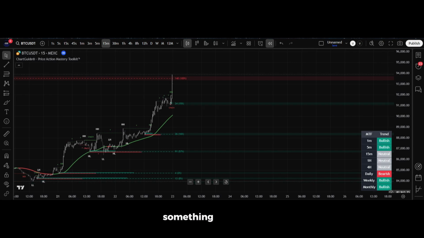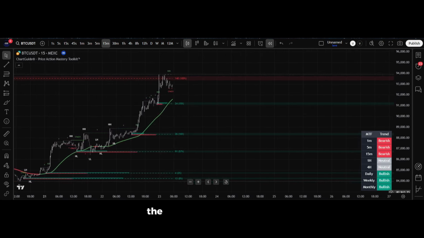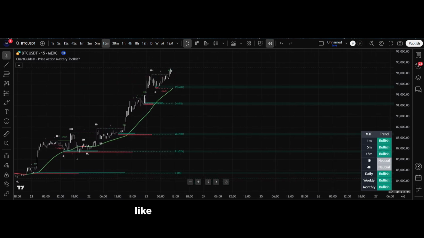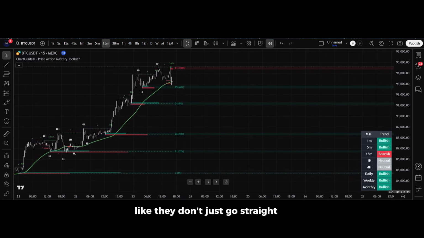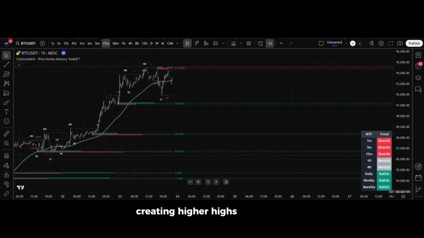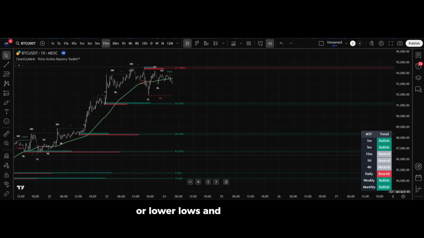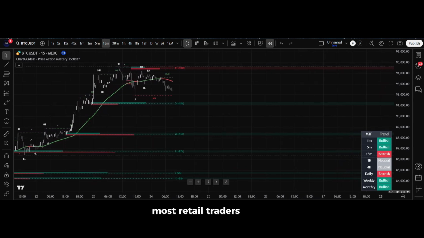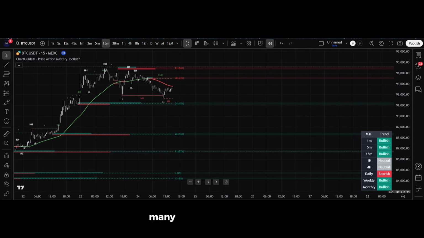First, let's talk about something important: how price actually moves. The markets are designed to move in trends and cycles, they don't just go straight up or down. Instead, they move in waves, creating higher highs and higher lows in an uptrend, or lower lows and lower highs in a downtrend.